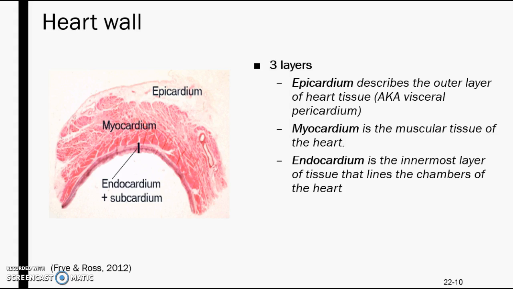Let's take a peek at the heart walls. If we were to cut the heart and just look at the wall, we'd see that very thick myocardium. Since the heart is mostly muscle, there are really three layers to the heart wall. The epicardium is the outer layer of heart tissue. Again, we talked about that as visceral pericardium. Deep to that is the myocardium. This is cardiac muscle tissue. And then lining all of the chambers is endocardium. It is an epithelial tissue that lines the chambers of the heart.